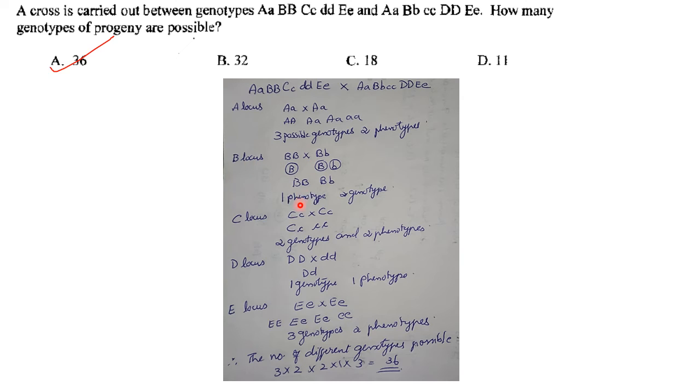Similarly, for the B locus, you have one phenotype and two genotypes. For C locus also two genotypes and two phenotypes. For D locus one genotype and one phenotype, and E locus three genotypes and two phenotypes. Now they have asked only for genotypes. So the number of different genotypes possible will be 3 into 2 into 2 into 1 into 3. So that will be 36. So 36 genotypes are possible for this particular cross. So answer is option A.